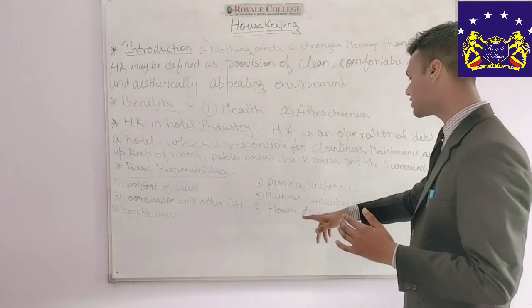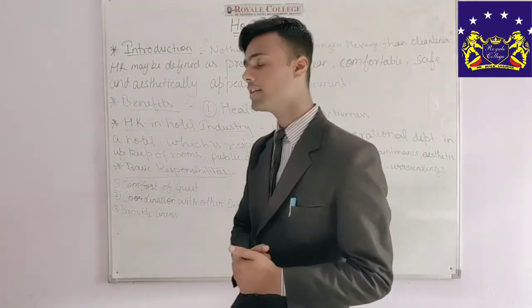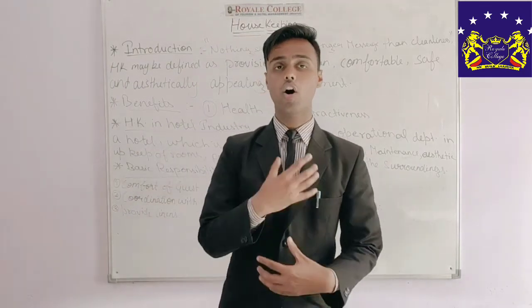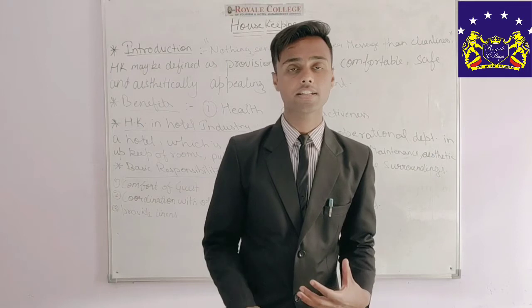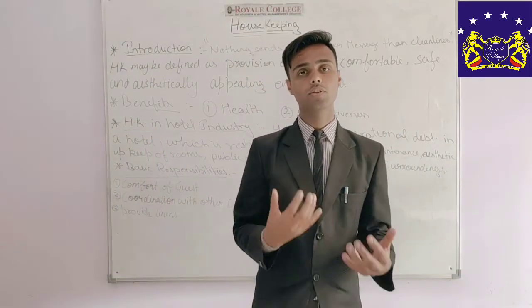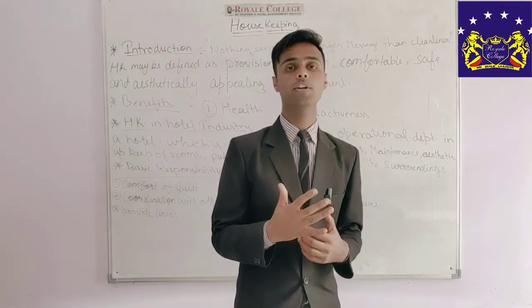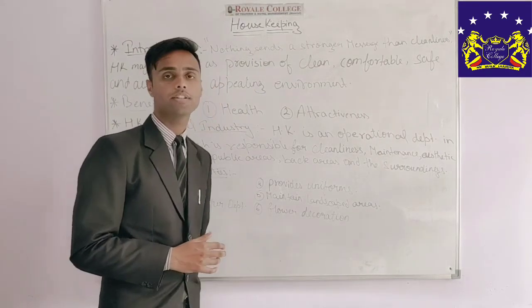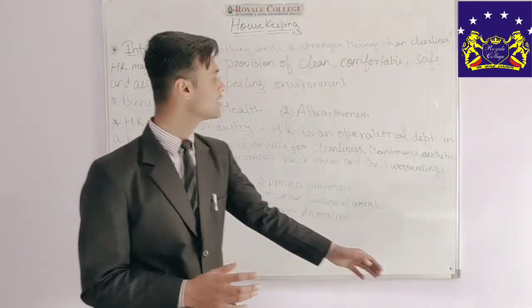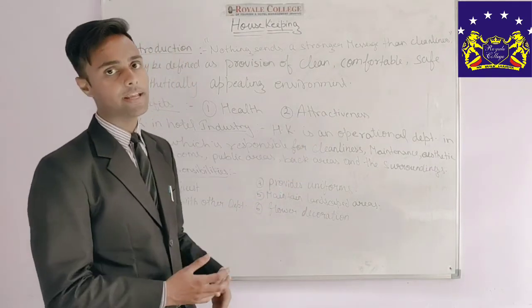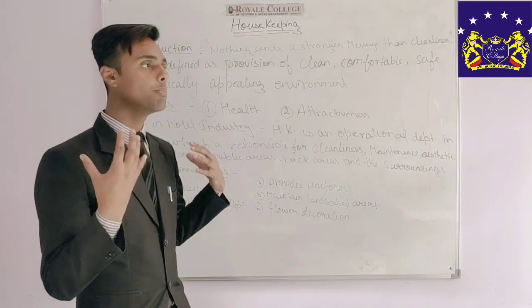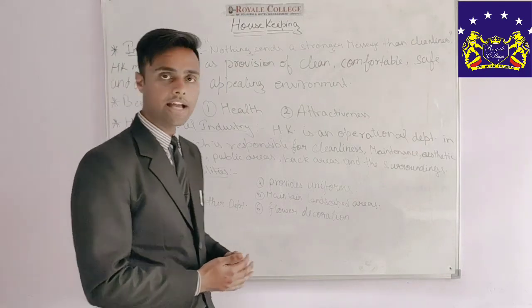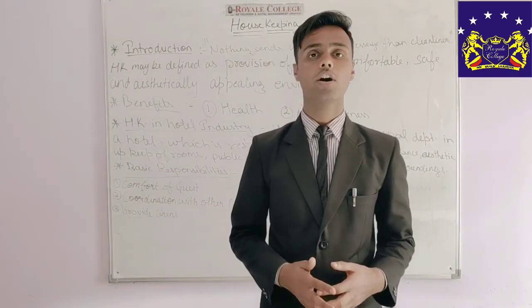Now we go to the fifth point, which is maintain landscape area. In the definition of the housekeeping department, we talked about the surroundings, about the horticulture, the garden and all the areas which are greenery. It is the responsibility of the housekeeping department to maintain these areas. And last is flower decoration. Flower decoration is also connected with attractiveness. It makes a place beautiful and enhances its beauty. So today we have covered the introductory part of housekeeping.